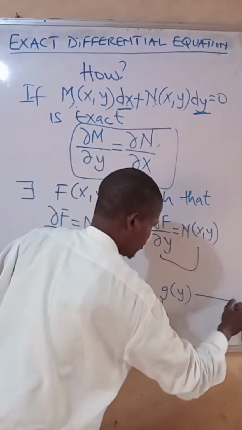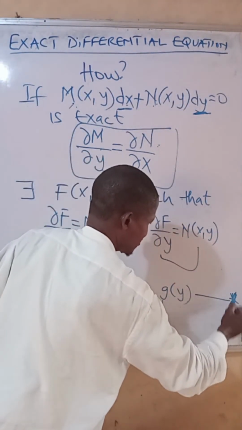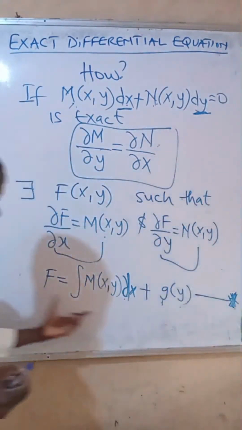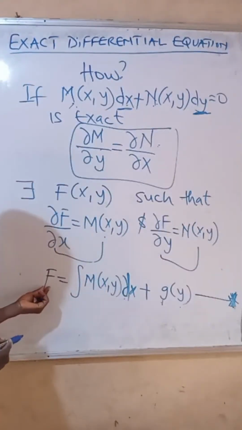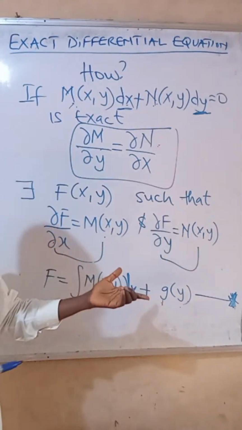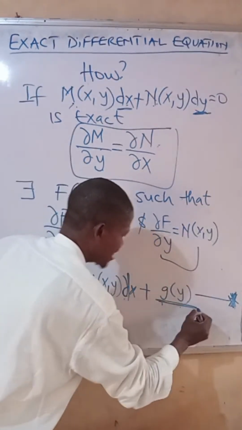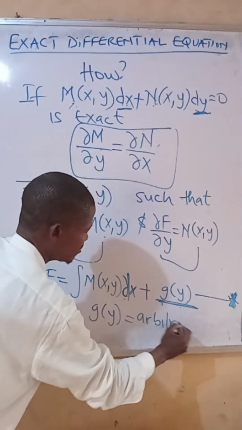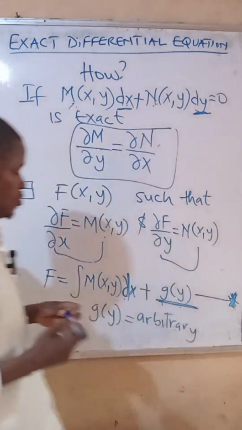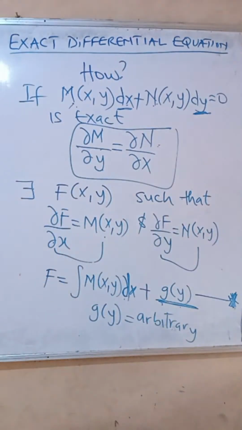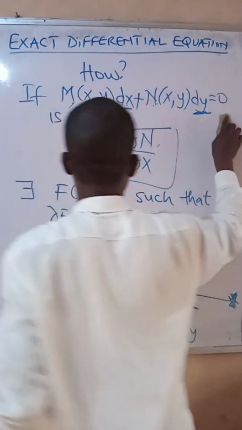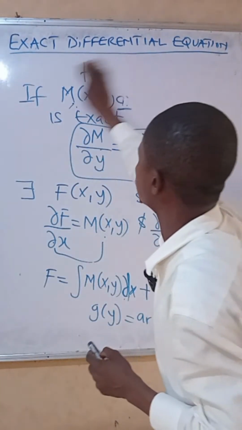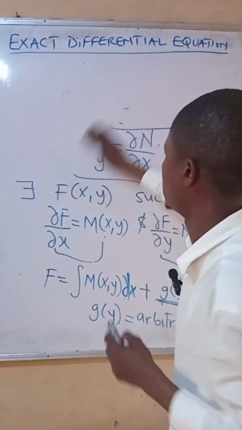Let's give this one a name, an asterisk: f is equal to this. This f will be our general solution, but we need to find the arbitrary constant. g of y is our arbitrary constant, so we need to find its value. How do we get that constant?